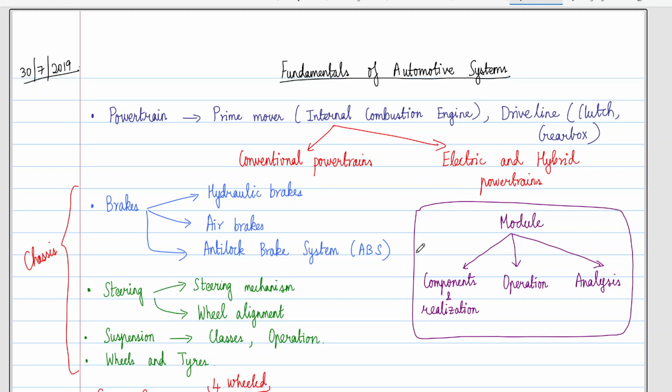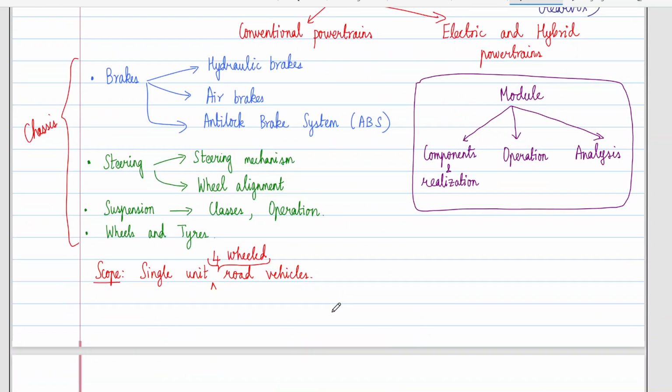So as I was saying, we'll look at modules. In each module, component and realization, operation and analysis. From analysis, we'll be discussing some problems.